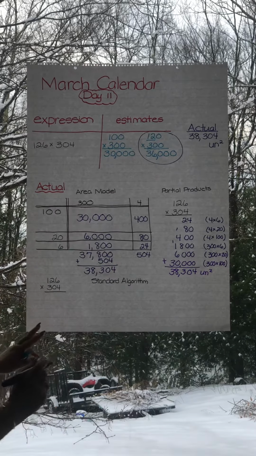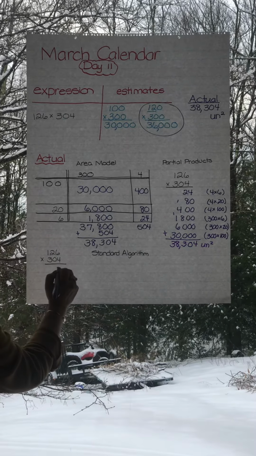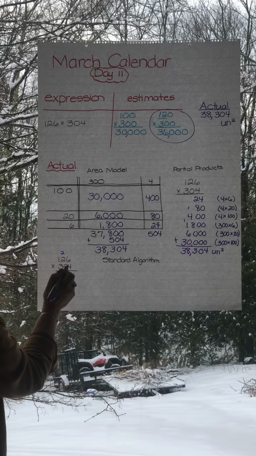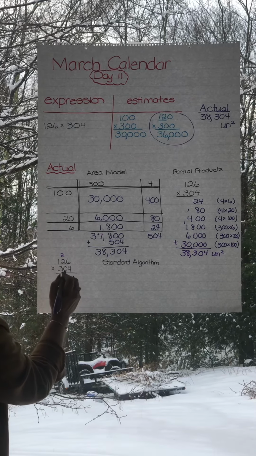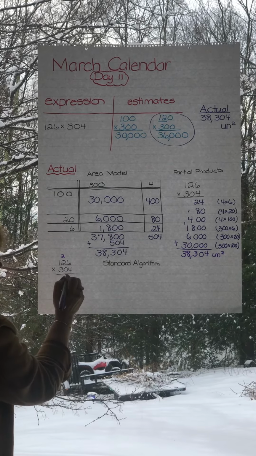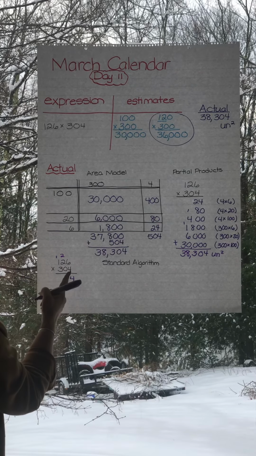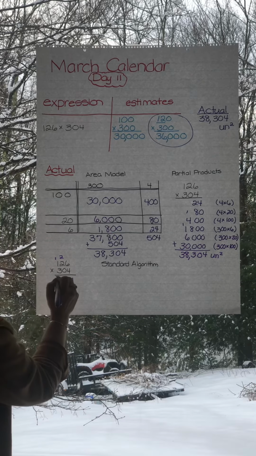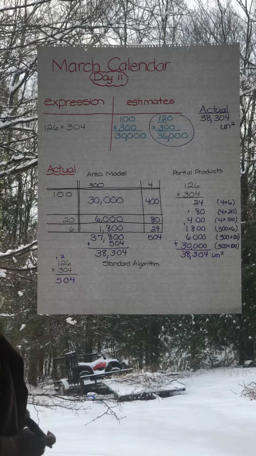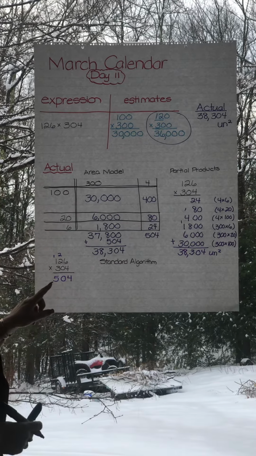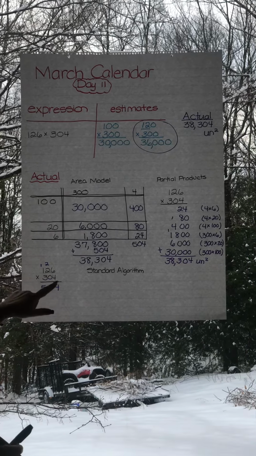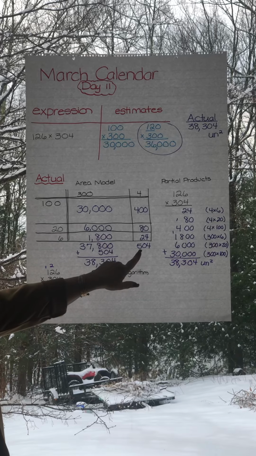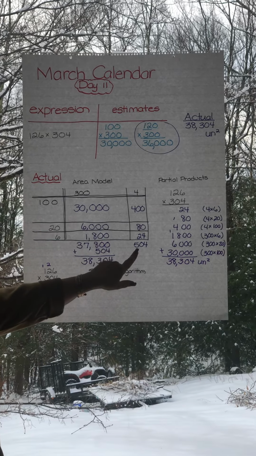And I'm going to get down on the ground here. 4 times 6 is 24. Put down the 4, carry the 2. 4 times 2 is 8. Plus 2 more is 10. Put down the 0, carry the 1. 4 times 1 is 4. Plus 1 is 5. Now, that is our first partial product using all of the place values. And as you can see, it lines up with the area model over on this side.